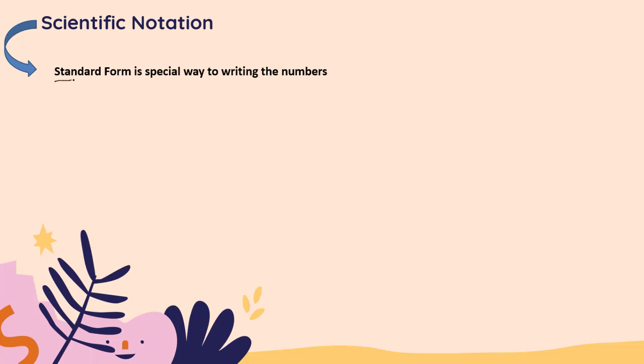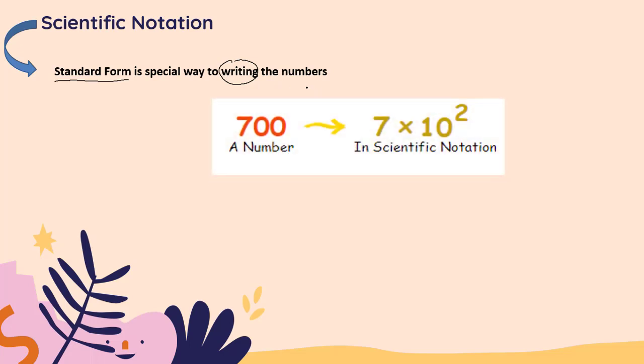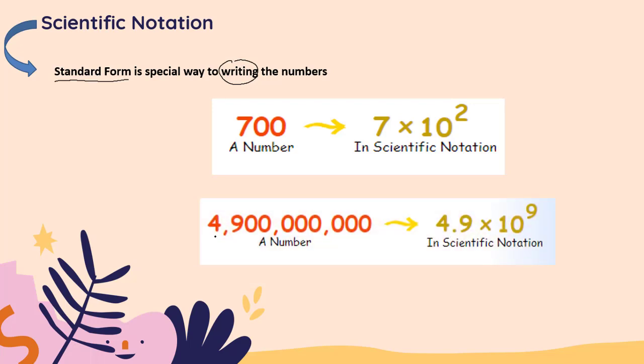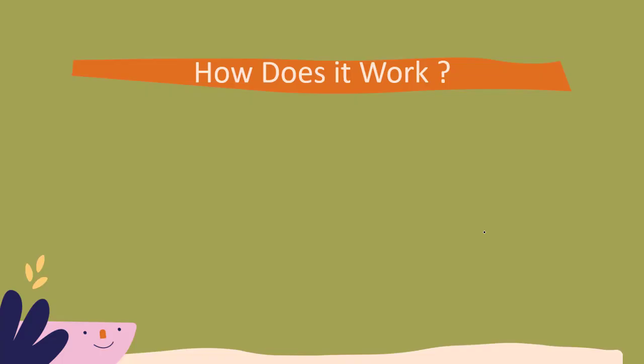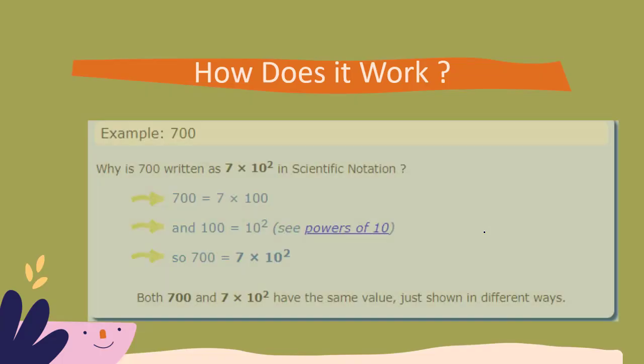So what is scientific notation? Scientific notation or standard form is a special way of writing numbers. For example, if I have 700, I can change it into scientific notation as 7 times 10 squared, or 4,900,000,000, I can write down 4.9 times 10 to the power of 9. But how does it work?